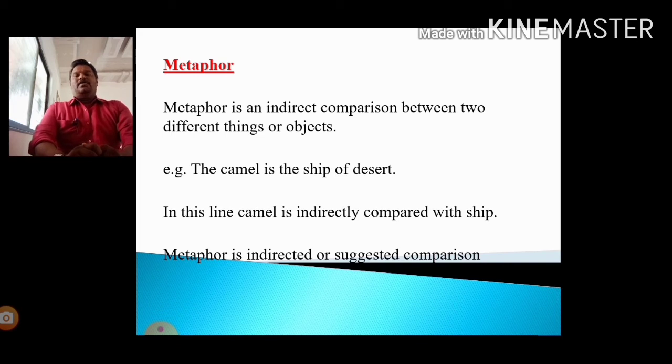Here we have an example. The camel is the sheep of desert. In this line, camel is indirectly compared with sheep of desert. That is metaphor, indirect comparison or suggested comparison.